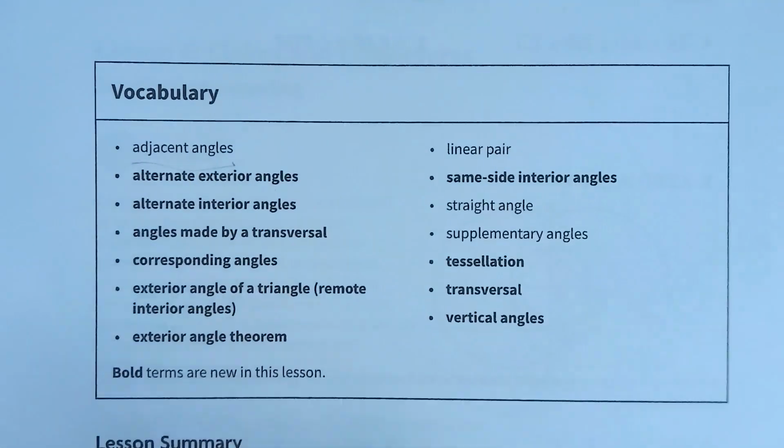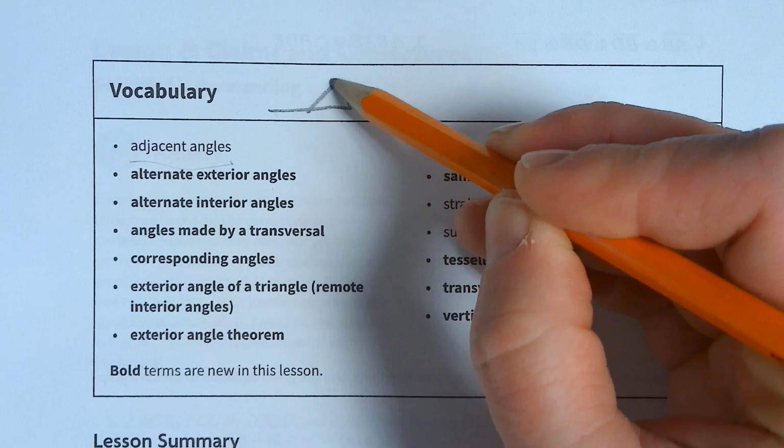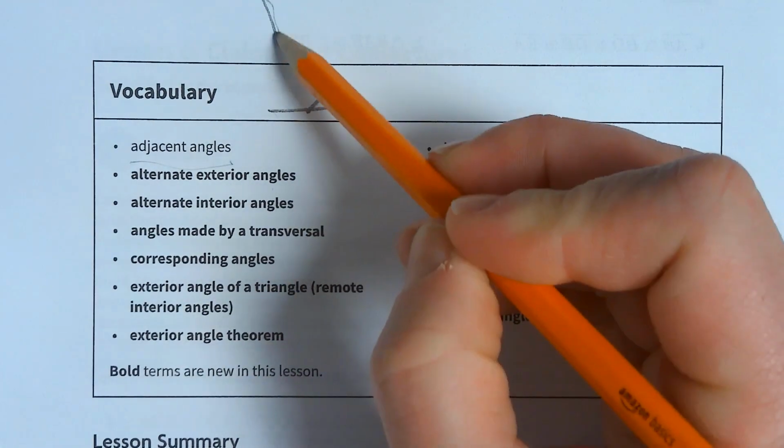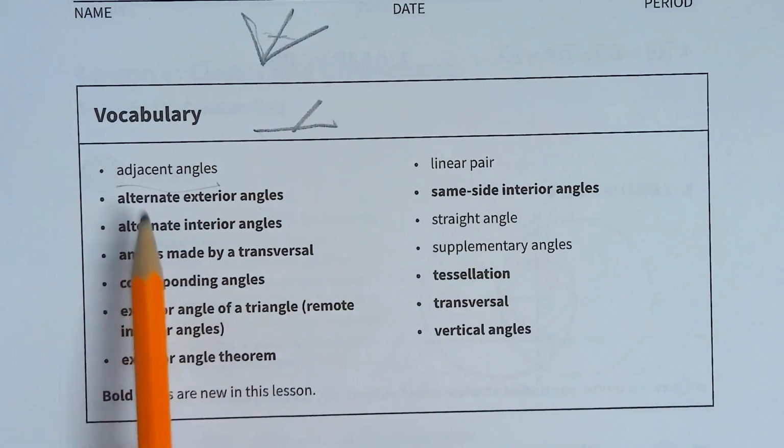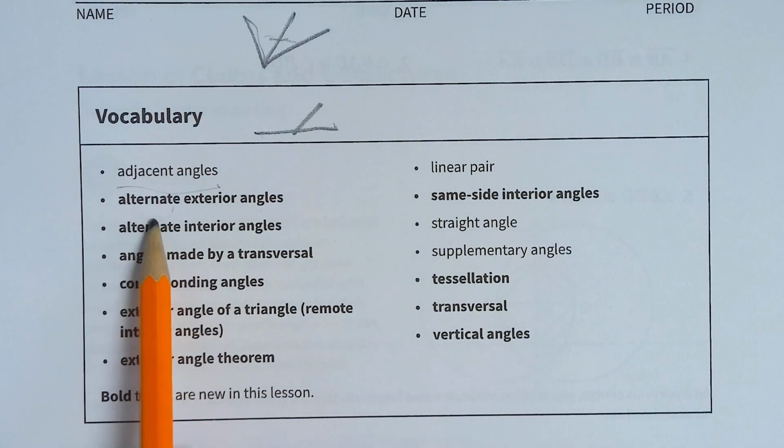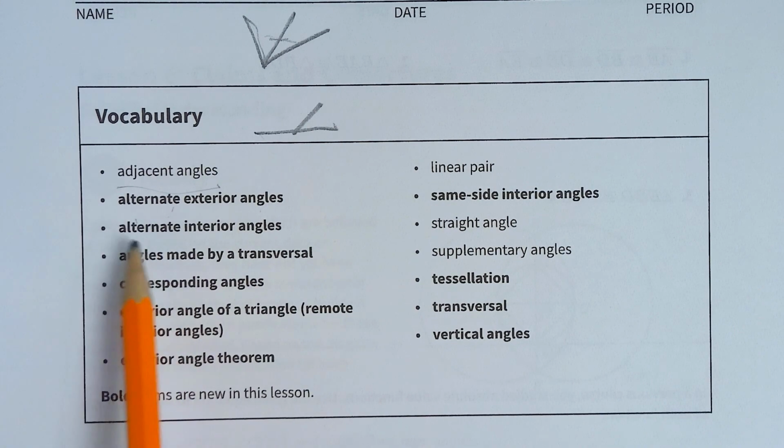Adjacent angles. Okay, we know what those are. Those are just two angles that are next to each other. Like a linear pair, but they could be any two angles that are right next to each other. Alternate exterior. That was a vocab word in 3.1. Alternate interior. Yeah, maybe we should do that one.